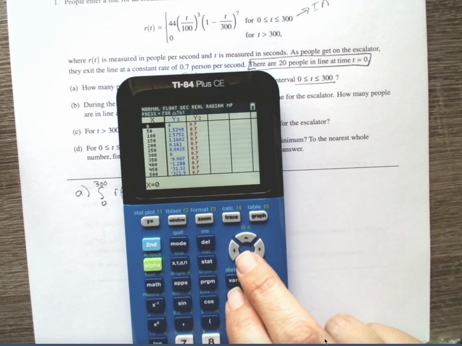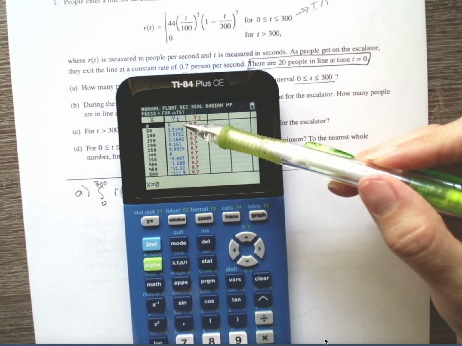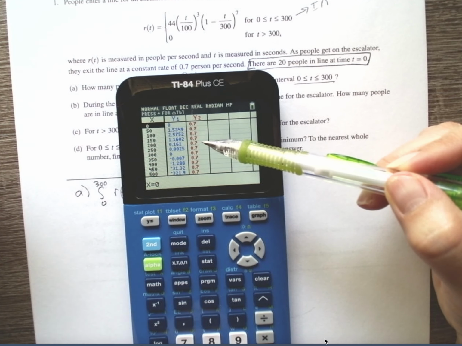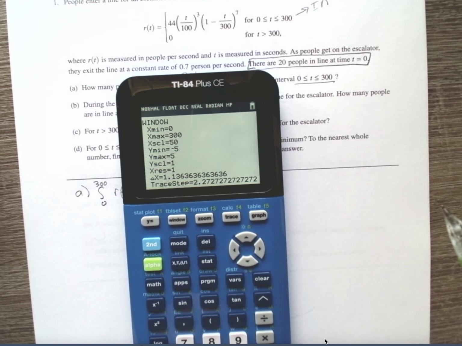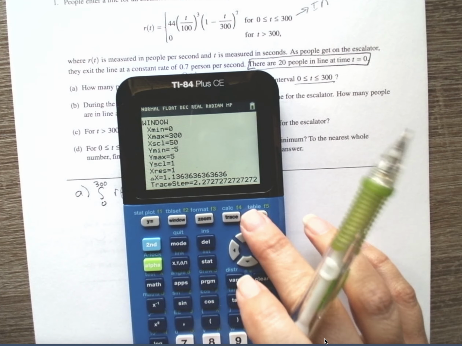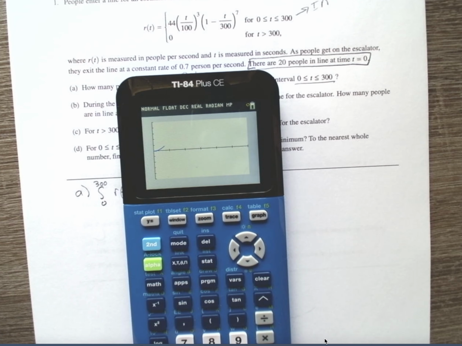Here's y1 and y2. So again, though, I look at the table, and I noticed the values from 0 to 300 are quite small. That's how I knew to go -5 to 5. I like to put my x-axis right in the middle of the screen. And so here is r of t, the rate people are going out. And then you'll notice a horizontal line. That will be e of t, which is a constant, 0.7.